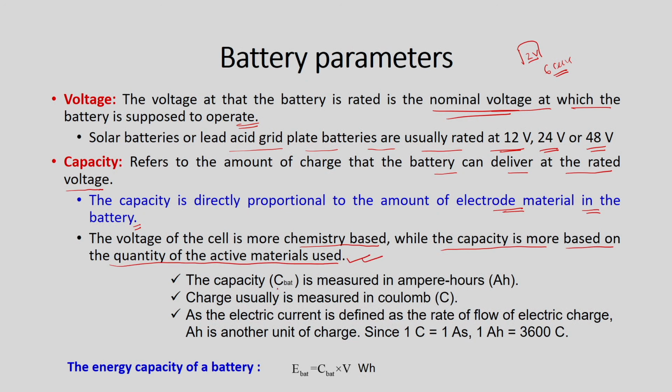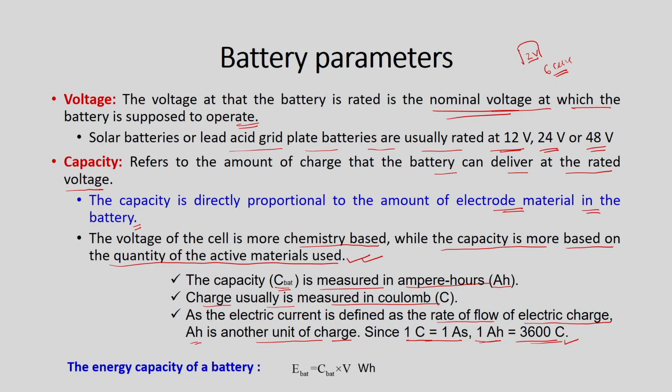The capacity, which is also represented as C bat, is measured in ampere hour. Charge is usually measured in coulomb, that all of us know. Ampere second. Electric current is defined as the rate of flow of electric charge. Ampere hour is another unit of charge, right. Since 1 coulomb is 1 ampere second, if we multiply this with 3600, then it will become 1 ampere hour, which is nothing but 3600 coulomb, right.